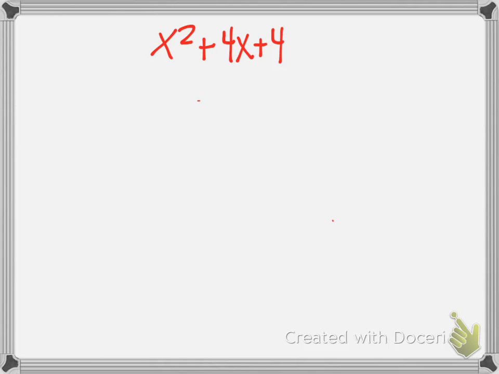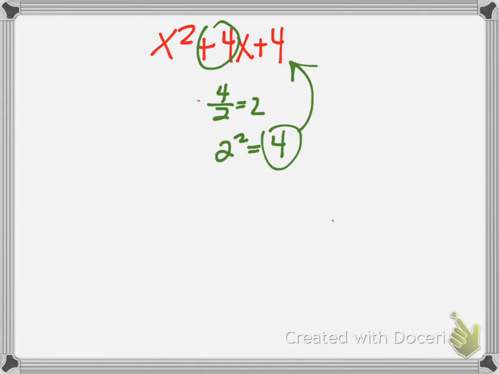And if you don't remember what perfect square trinomials are, this is actually a great example of one right here, x squared plus 4x plus 4. A perfect square trinomial, here's its definition. If I were to divide b, which is positive 4, by 2, if I divide 4 by 2, it equals 2. What's 2 squared? It's 4. So if half of b squared is what c equals, then I have a perfect square trinomial.